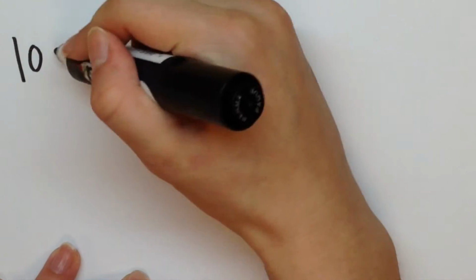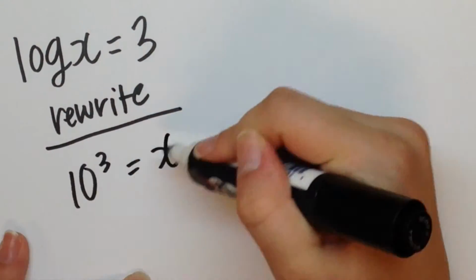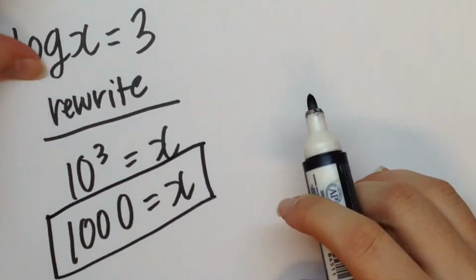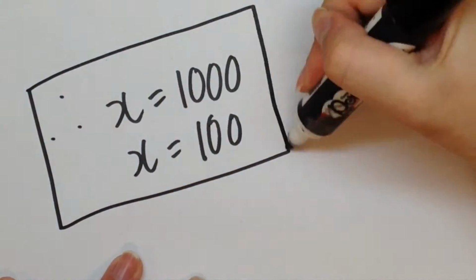A also equaled 3, so log x equals 3. Rewritten, you will find that x equals 1,000. Therefore, x equals 1,000 and x equals 100.